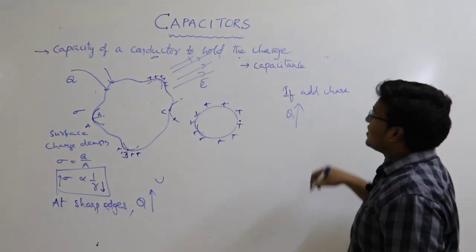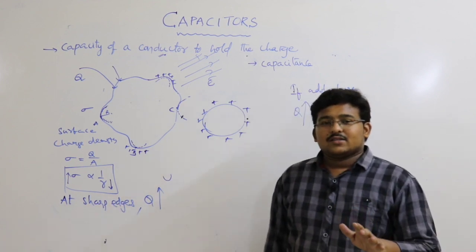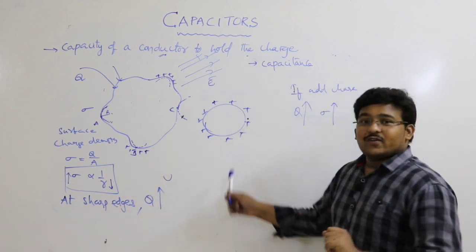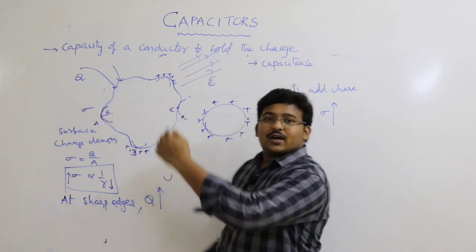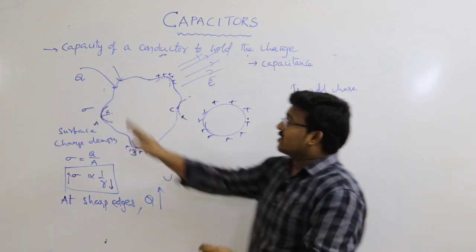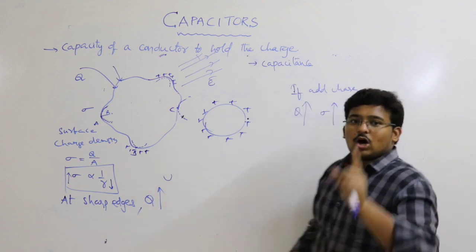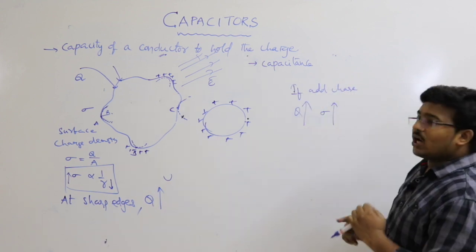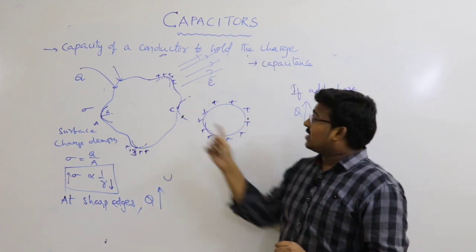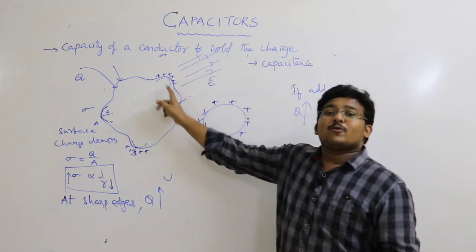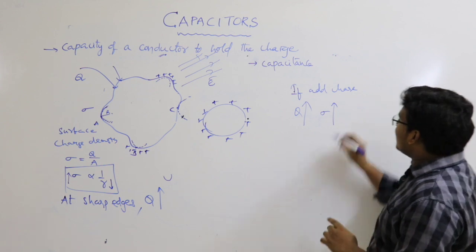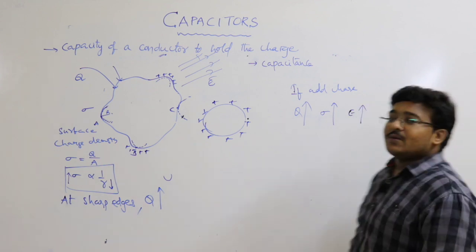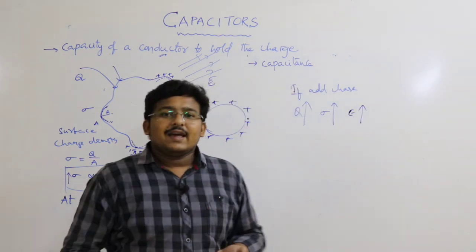Sorry, some voice has been missed, so I will explain once again. When I am increasing the charge, I am adding more charge to the conductor. If I add charge, the charge density at that point will increase, which creates more electric field. More the charge, more the electric field.